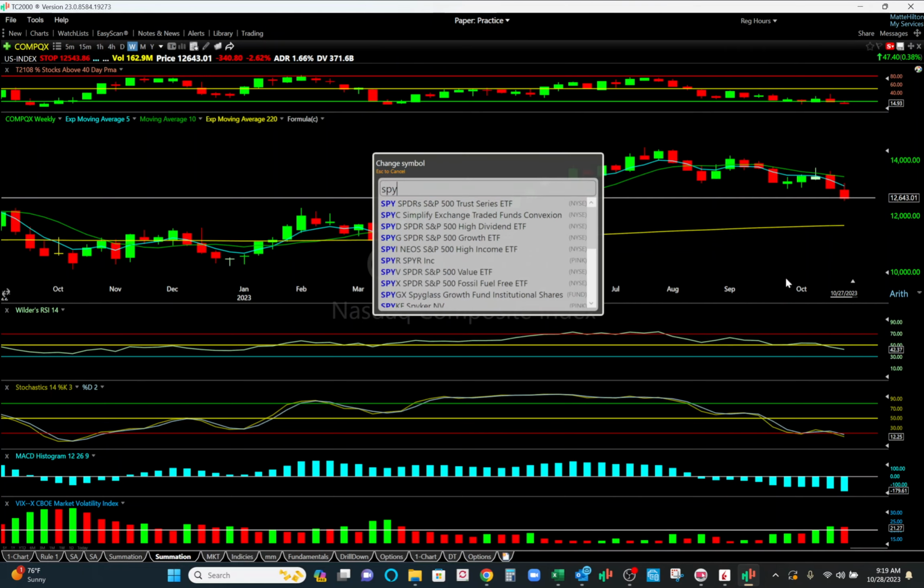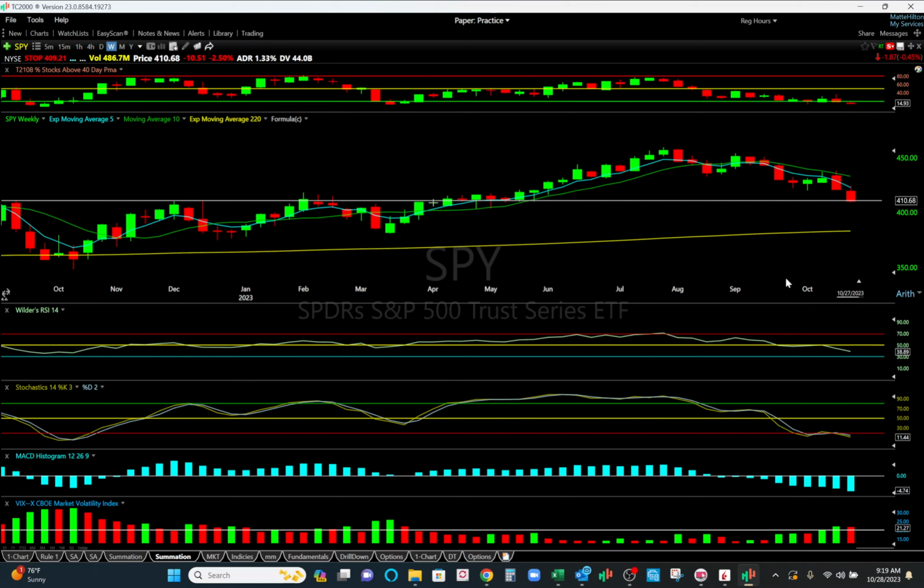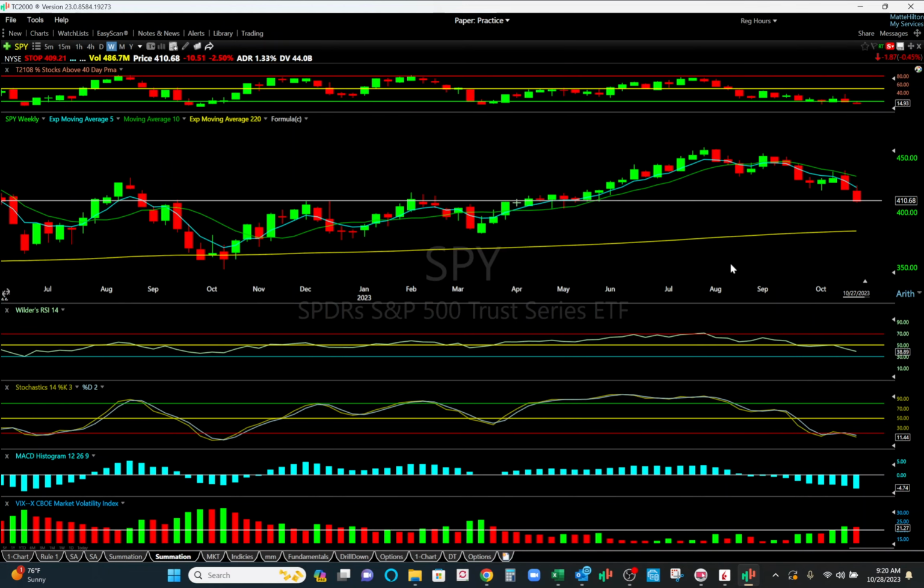Let's check out the SPY. Looks worse than the NASDAQ. Price is well below the 5-week moving average. 5-week is below the 10. RSI is below 40 now. So we're in a definite downtrend.